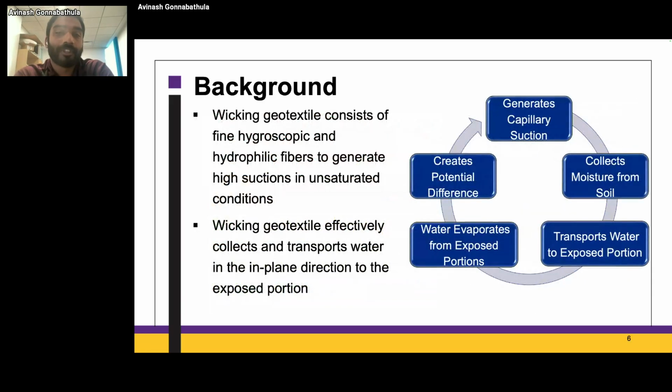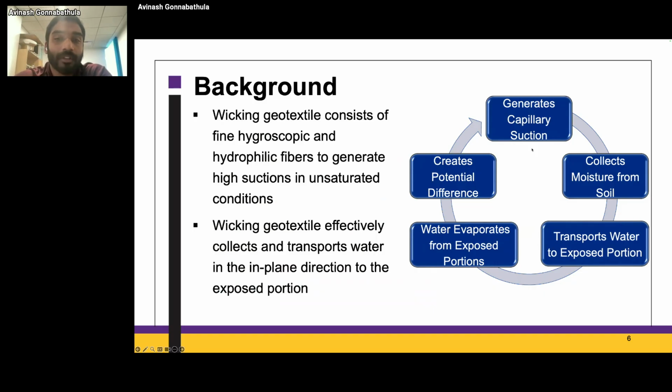To give a background of the wicking geotextile, as I was saying, it consists of very fine hygroscopic and hydrophilic fibers, which generate high suction even in unsaturated conditions, unlike the non-woven geotextiles. And this wicking geotextile is effective in transporting the water from underneath the pavement, the soils or the embankments to the exposed portion of the geotextile in the in-plane direction, as they are very fine grooves. The working mechanism of the wicking geotextile is shown on the right.